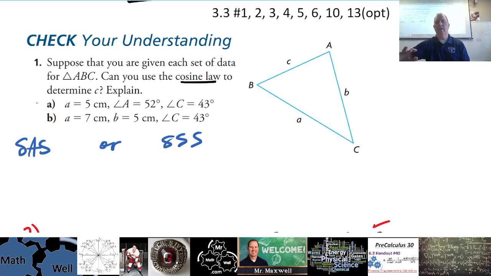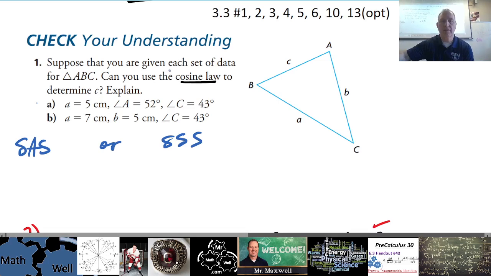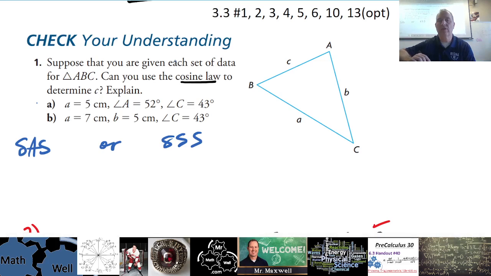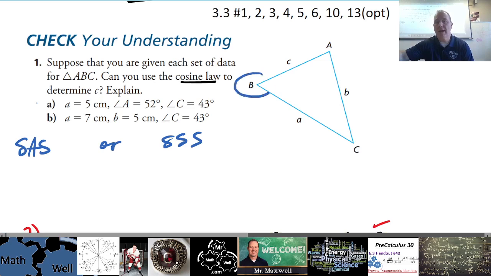So number one, let's first of all look at number one. Suppose that you're given each set of data for triangle ABC. Can you use the cosine law to determine C? Okay, can you use the cosine law? It might be easiest to think about, can we use the sine law? Because you know in the sine law you have to have an angle and its opposite side that are known. That's for the sine law.